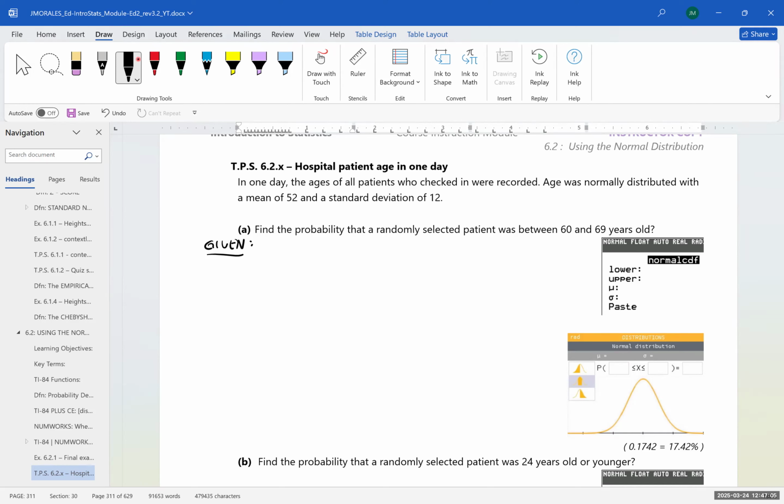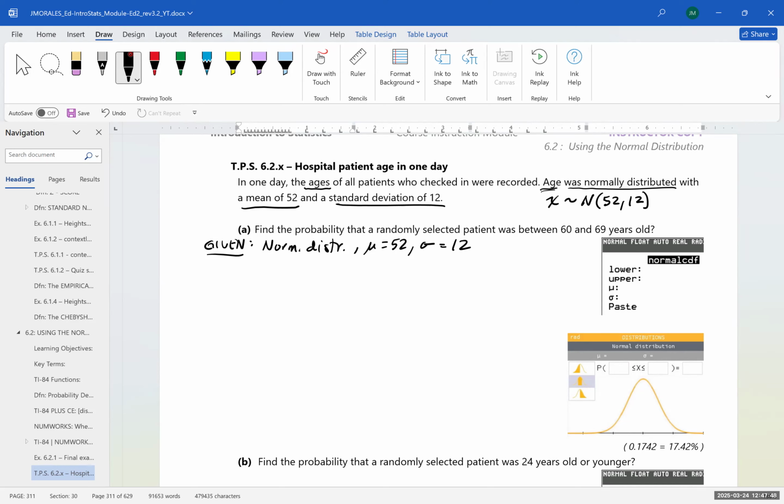So let's see here. We're talking about ages of patients. Age was normally distributed. So age is our random variable, and it is normally distributed with a mean of 52 and a standard deviation of 12. Let me write that a little bit better. All right, so let me go ahead and write that down. So we've got a normal distribution with a mean of 52 and a standard deviation of 12.